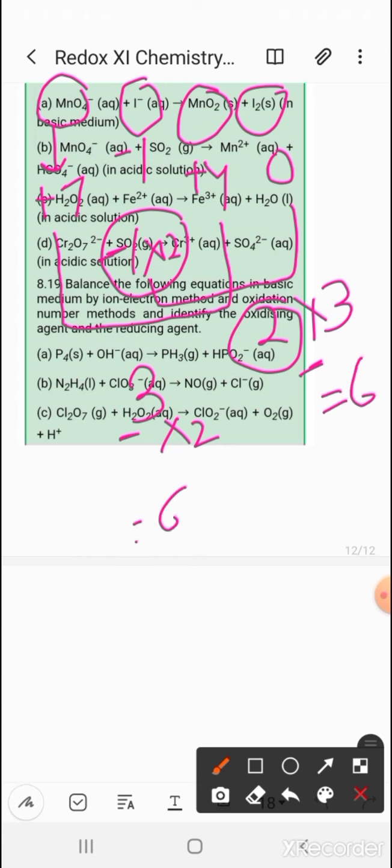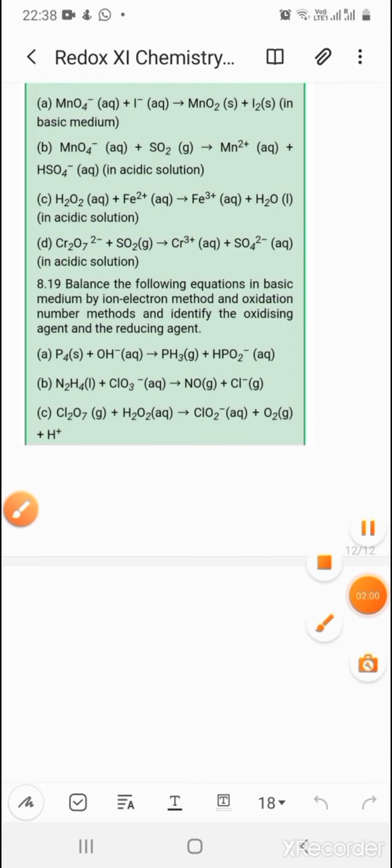So what you have to do now is multiply these species by 2 as well as 3. Like in the case of manganese, you multiply the 3 by 2. So all the manganese species you will multiply by 2, and in the case of iodine, you multiplied by 3, so all the iodine species you will multiply by 3. Fine. So I will write it this way.